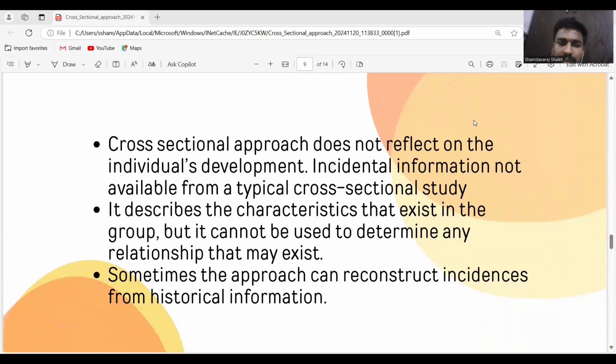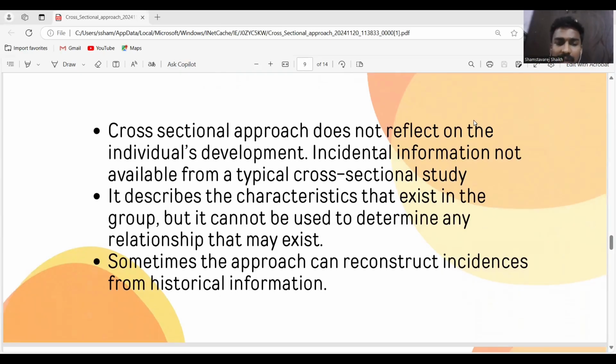It describes the characteristics that exist in the group, but it cannot be used to determine any relationship that may exist. Sometimes the approach can reconstruct incidents from historical information. The outcome of the research will not remain the same if we repeat the same research; the outcome is going to differ. It's going to change.